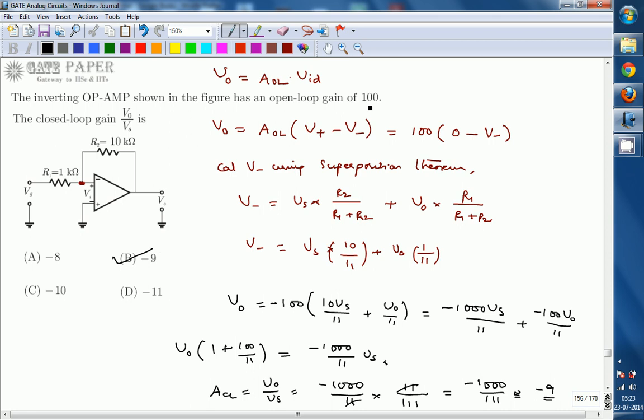So this is how you must use this one whenever you are going for the practical op amp, that is, an op amp with finite open loop gain.